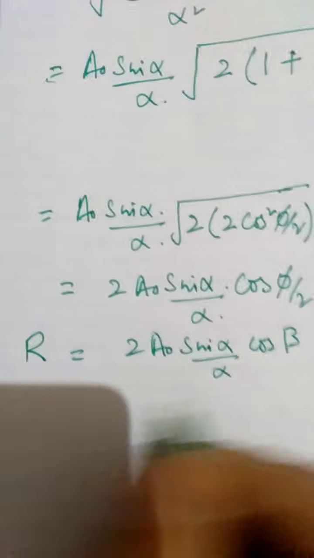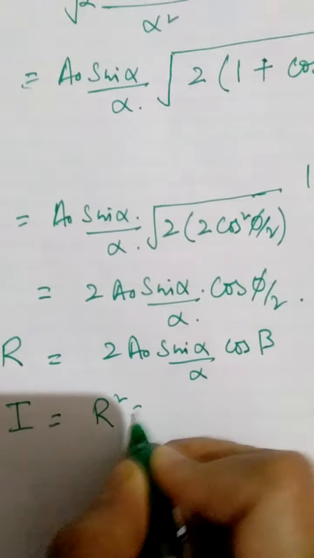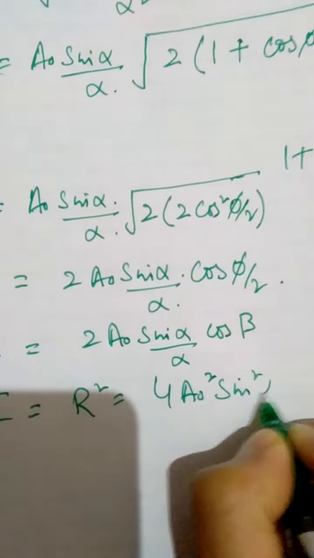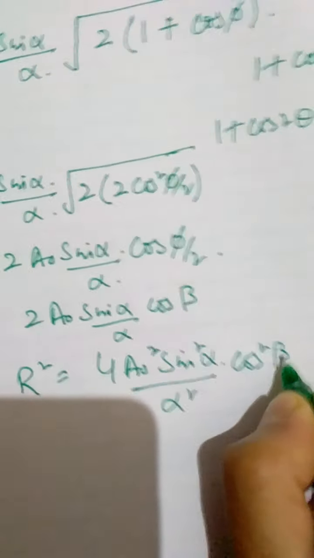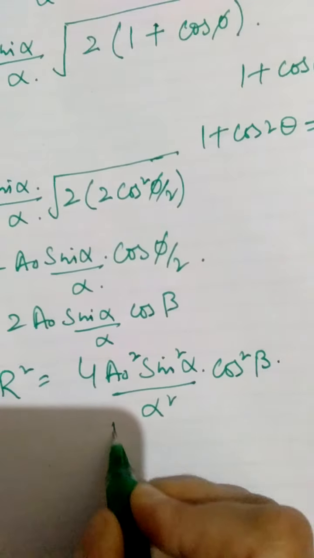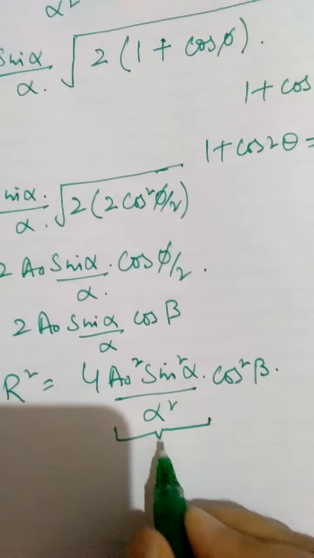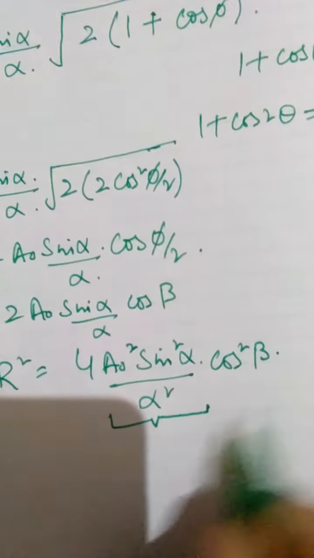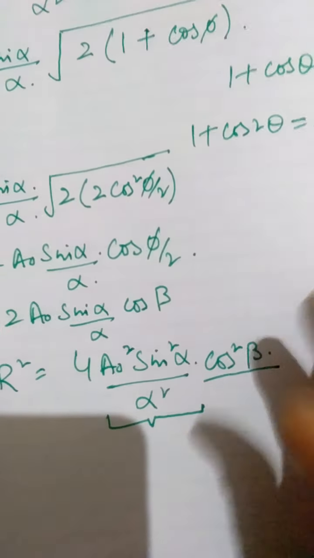And now what is the resultant intensity? Obviously that is the square of amplitude, that is r square. So that is 4a naught square sine square alpha by alpha square cos square beta. If you recall, this factor gives the intensity distribution because of a single slit. Okay, now that is acted upon together with this factor cos square beta. So let us try to understand it first graphically.